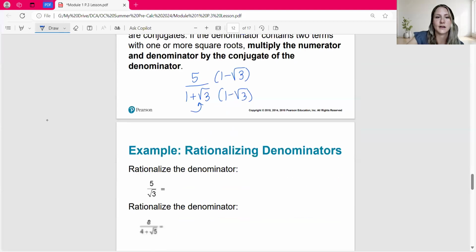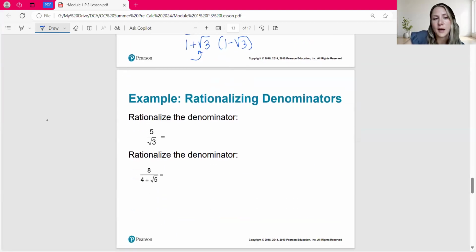And so let's check out a few examples here. Rationalize the denominator of 5 over square root 3. What we need to do is just multiply by that denominator. If it's just one term, we're going to multiply by that denominator. So I'm going to multiply the numerator by square root 3 and multiply the denominator by square root 3. 5 times square root 3 is going to give me 5 square root 3. Square root 3 times square root 3, we multiply the radicands, so I'm going to be left with square root 9. And then I see 5 square root 3 in the numerator, nothing simplifies. Square root 9, I know that's 3.